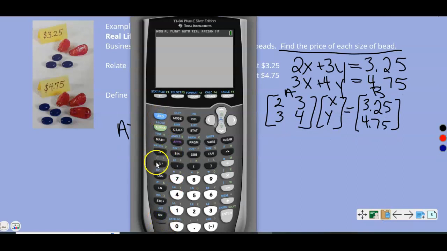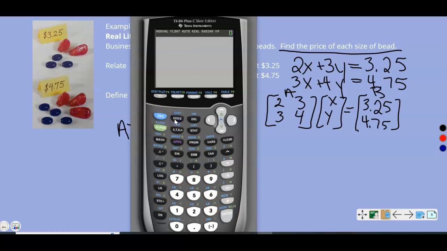All right, let's put in matrix A and B. So we've got matrix A. Let's go to edit. We have a 2 by 2 matrix, so we need to edit and say 2 by 2. Now we're going to replace the numbers in there with 2, 3, 3, 4. And then second quit.